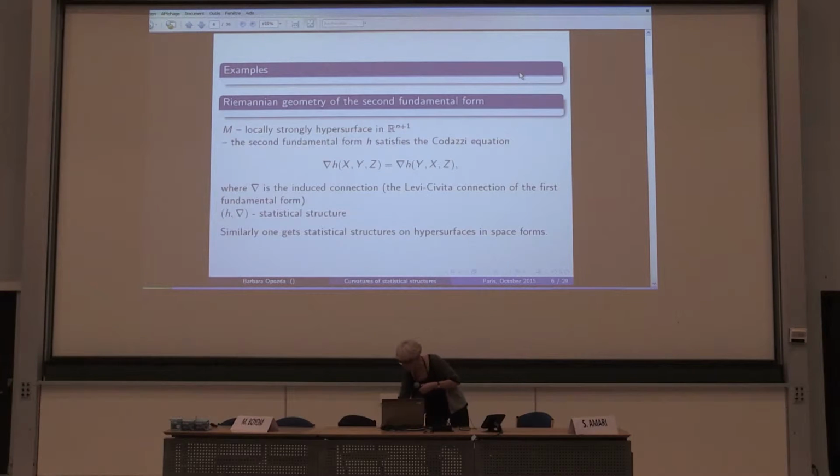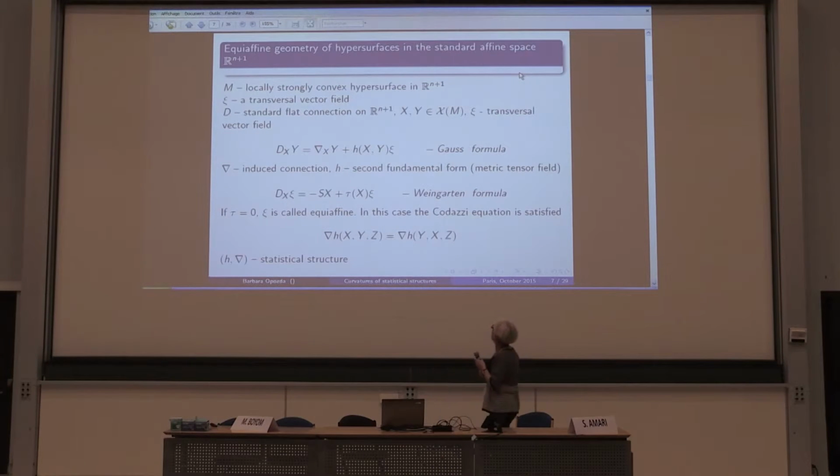The second example is also quite old, at least more than 100 years old. So the equi-affine geometry of hypersurfaces in the standard affine space R^(n+1). Again, we have a locally strongly convex hypersurface in R^(n+1). We have a transversal vector field, not necessarily metric normal or relative to any metric.